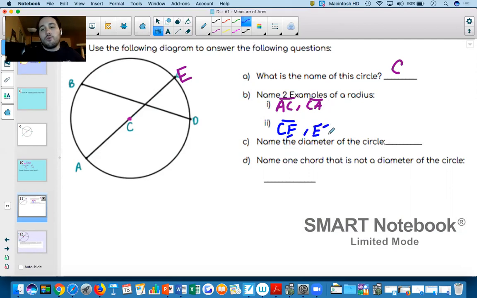Perfect. Next, this is name the diameter of the circle. Now, the diameter is a chord, but it's a special chord. It's a chord that goes through the center of the circle. There's no trick to this. There's literally only one line segment that goes through the center of the circle, and it's AE. So boom, AE.